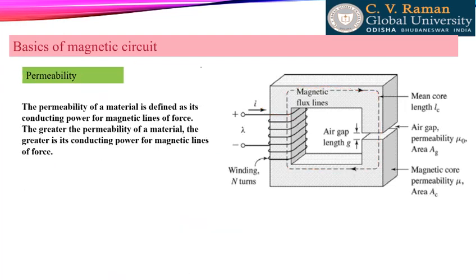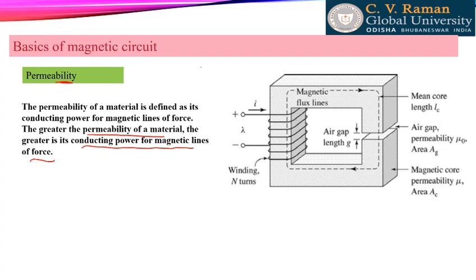Now the next important term is permeability. Permeability means how many lines of force are allowed by a particular element. Again, I am repeating, permeability means ability. This is the ability of a material to take the magnetic lines of force inside it. If any material has greater permeability, its conducting power for magnetic lines of force will be more.